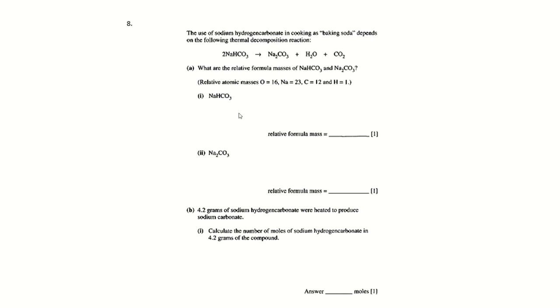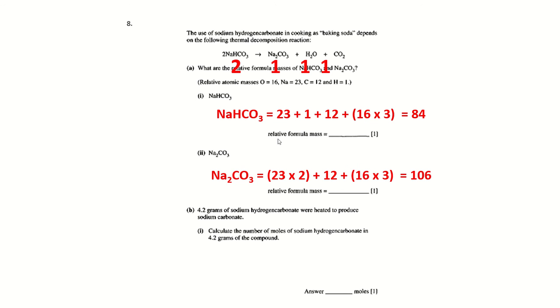Okay, and the last question, so again, a couple of RFMs. The equation we're going to be looking at is sodium hydrogen carbonate, NaHCO3, going into sodium carbonate, water, and carbon dioxide. The ratios: for every 2 moles of those, we'll get one of these, one of these, and one of these. So a 2 to 1 to 1 to 1 ratio. So, a couple of RFMs first of all. NaHCO3, 84. Na2CO3, 23 times 2 plus 12 plus 16 times 3, 106.